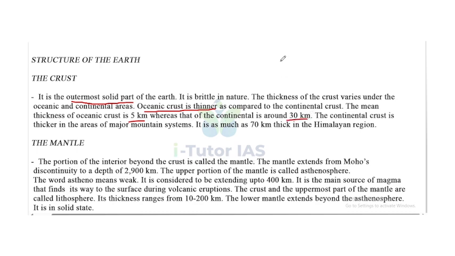If this is the crust portion, this is oceanic crust and this is continental crust. So the continental crust is 30 km, whereas the oceanic crust is only 5 km. This is the crust portion. Next one is the mantle and finally the core. Now, this is only the crust portion.